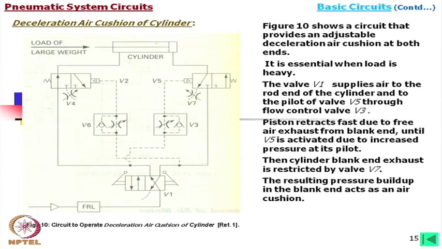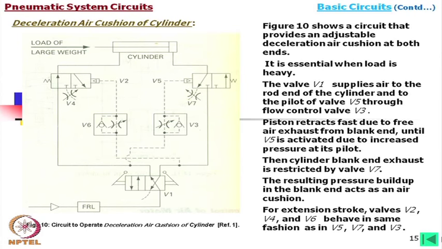The valve V1 supplies air to the rod end, this side, okay, and to the pilot side of this valve V5 through a flow control valve V3. Piston retracts fast, it is retracting very fast from blank end until V5 is activated due to the increased pressure. This pressure increases due to this restriction, and due to this increase in pressure, when this actuates, then V7 becomes activated, and due to that the air flow will be restricted and there will be a cushioning effect. And the similar is achieved when it is moving from the other side also.